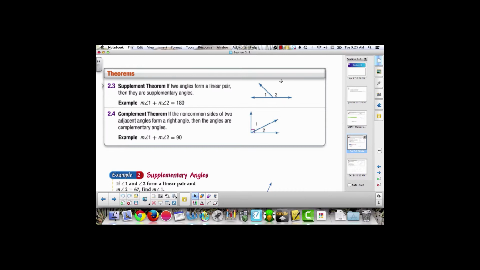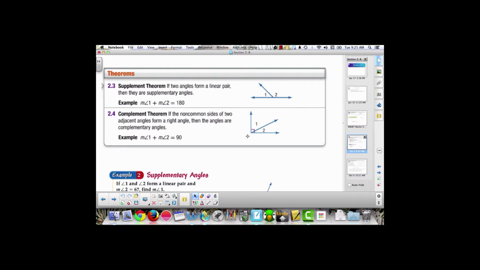So in this case here, since angle 1 and angle 2 form a straight line, they are automatically supplementary, and I don't need to know about the measures of angle 1 and angle 2 to know that they're supplementary.